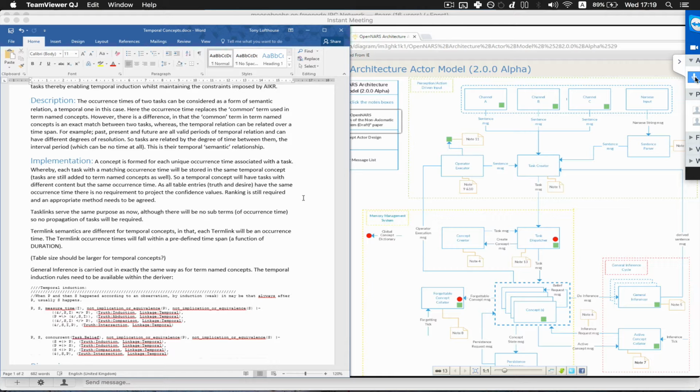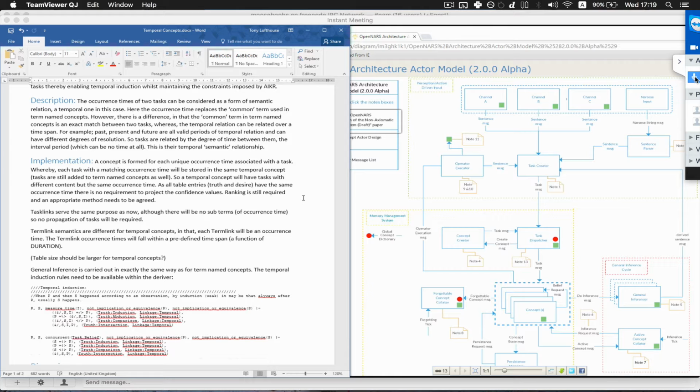So then the other aspects of a concept, task links, they're exactly the same as they are now. They have tasks in them, and you use those to select them to do inference. One simplification here is that because the term is naming the concept, but in this case, the occurrence time acts as the term, there are no subterms to worry about. Like if it was called Tim cat, you'd have to worry about Tim's a cat and Tim and cat as subterms. But in this case, the occurrence time is 27. There are no subterms of 27. So you don't create any subconcepts, and you don't need to propagate the tasks because there are no subtasks, no subconcepts to propagate to. So that's the simplification.